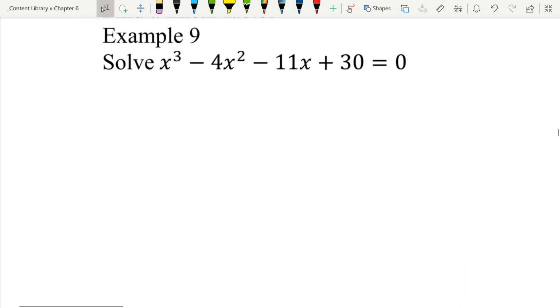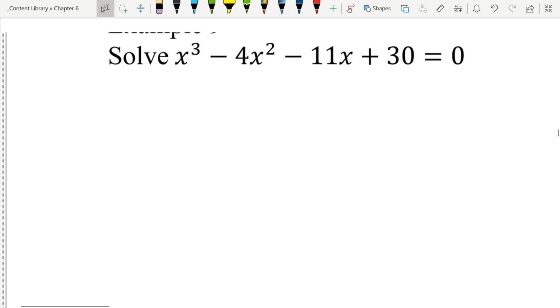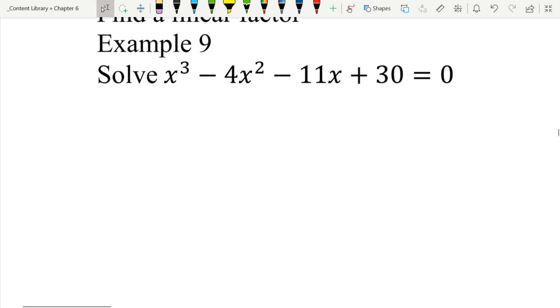Well, do you think grouping will work in this question? No. Well, the first two, yes, but the second two, there's no common factors between them. So grouping doesn't work in this question. So the 11 is a problem. So we need to think about finding the linear factor first. There is a constant. There are 4 terms. I can't easily factorize it by the method we used before. So now we need to think about a linear factor for this cubic.